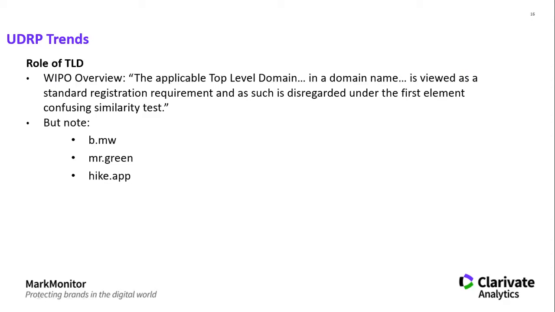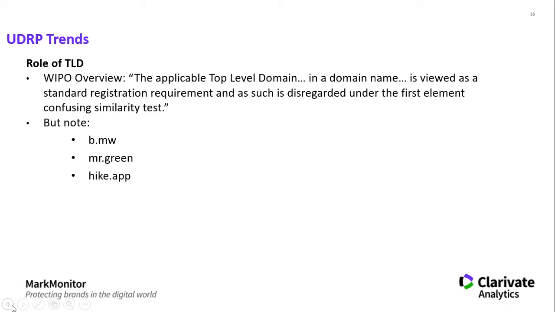$1 million. So just to quote from the UDRP decision, in that case, the panelists said, "While .mw is the top-level domain, consideration of top-level domains may, in appropriate cases, be considered when evaluating identity or confusing similarity under the first element of the policy, and the panel finds such consideration to be appropriate in the circumstances of this case."